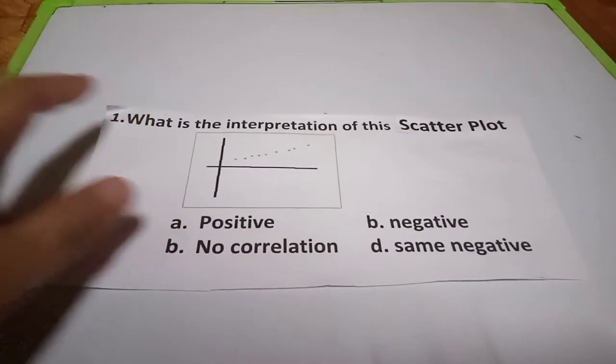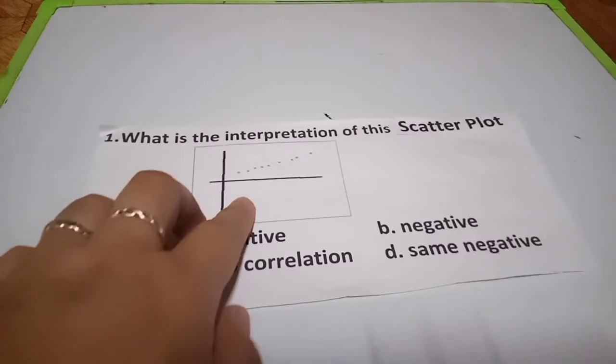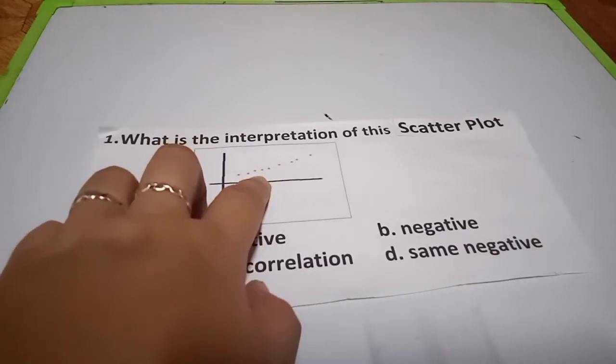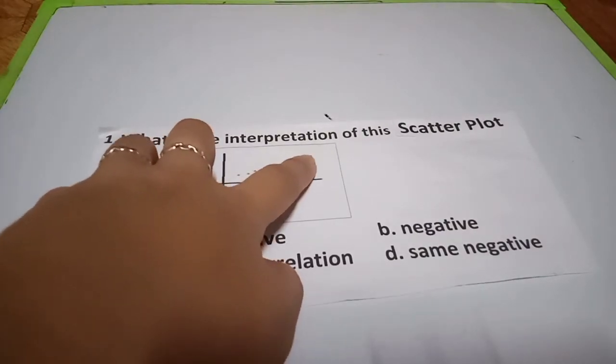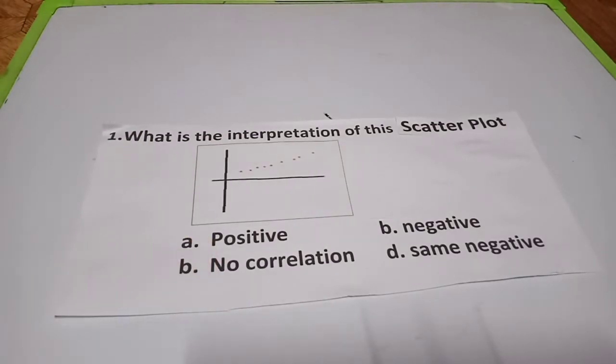Okay, this is problem number 1. What is the interpretation of this scatter plot? Have you ever seen a scatter plot? If you look at that, this is already positive. Why? When you speak about the interpretation of a scatter plot, this is what you call the correlation. So when we speak about correlation, it's about the values of x and y.